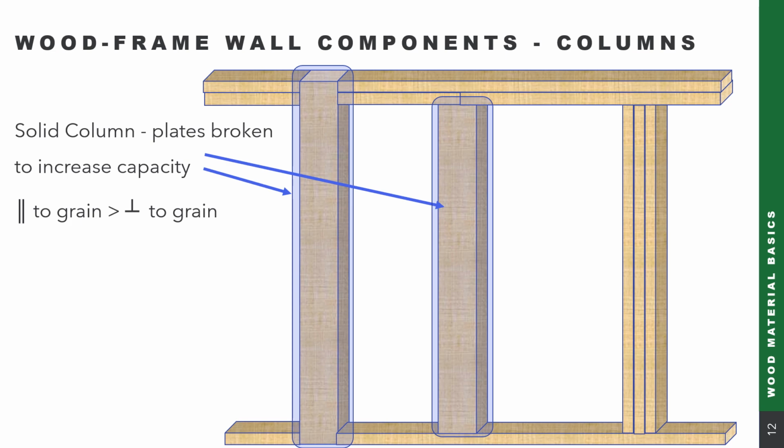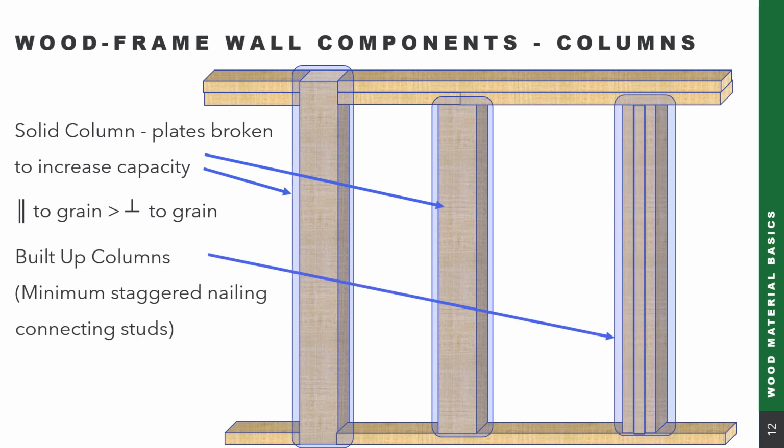Now let's take a look at the columns, which are going to be a key component in our wall systems. So first of all, we have solid columns, and so you can see there's two different ways that these can be put together. So in the first example here, we have a solid column where it actually goes through the double top plate and the bottom plate. So why would we do that? Well, when we actually take it through the top plate, we're going to increase the capacity of the column.